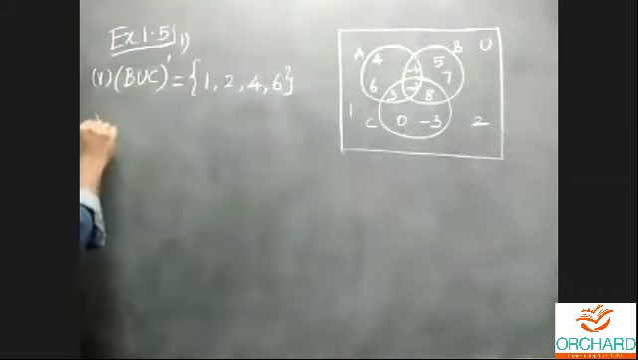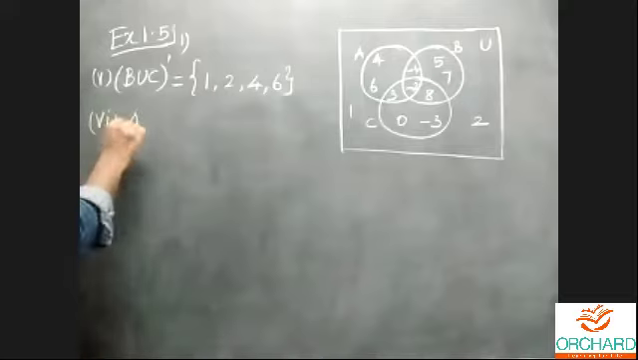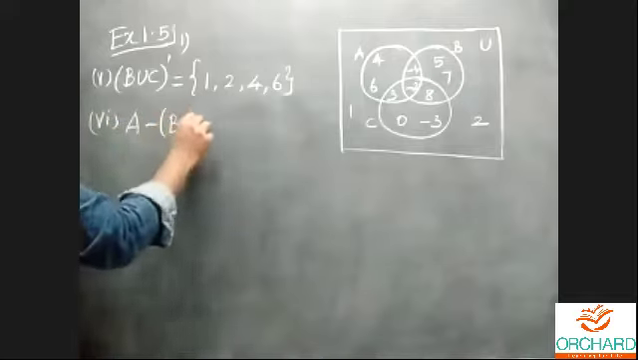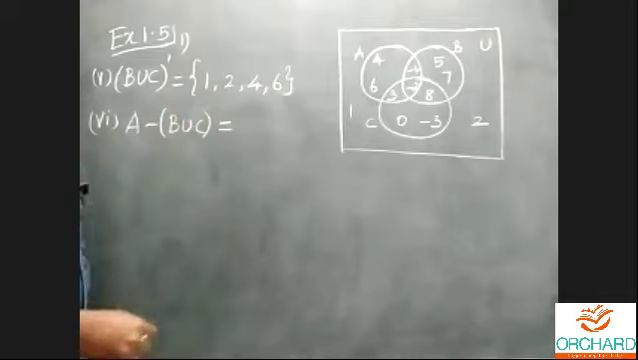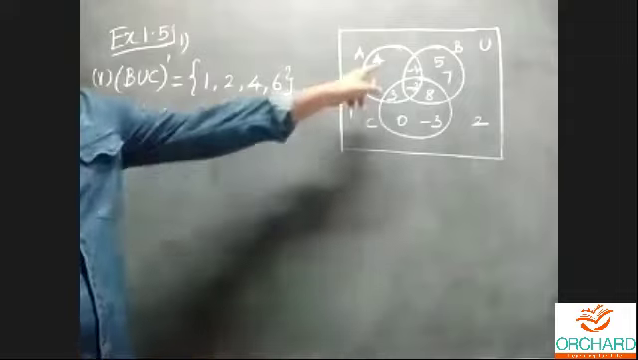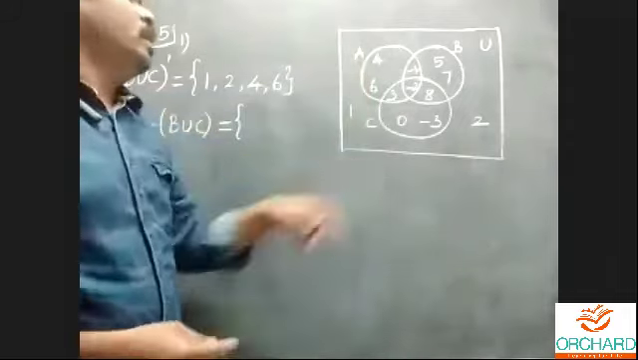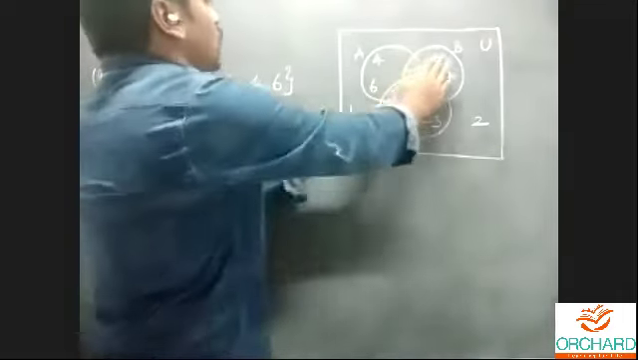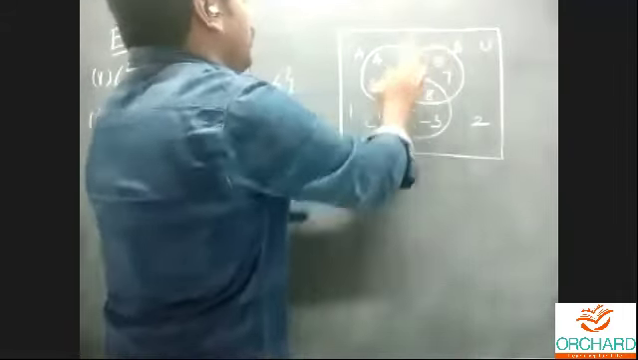Next, sixth subdivision: A difference B union C. This also we can directly write. This is the elements of set A. B union C, I can remove this. What's the remaining part? Only 4, 6.